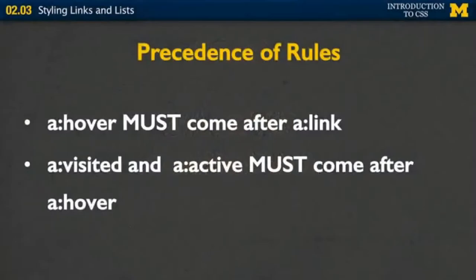But before I do, once again, we're coming back to this idea of precedence. Cascading style sheets are very big on this. If you decide that you want to use these different states, there are a couple rules you need to remember when you're writing your style sheets. One, if you're going to use a hover, it must come after a link. And next, a visited and an active, they must come after a hover. So there's just this kind of hierarchy that's going on while you're coding your pages.